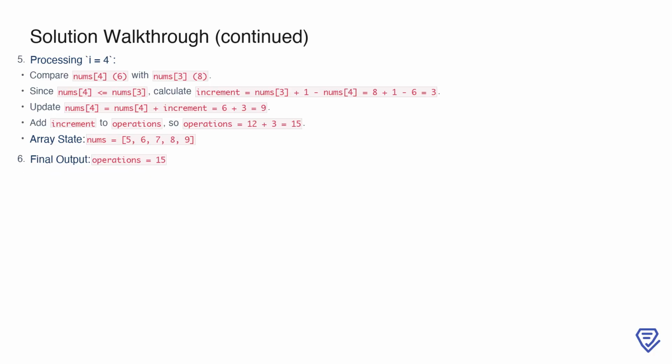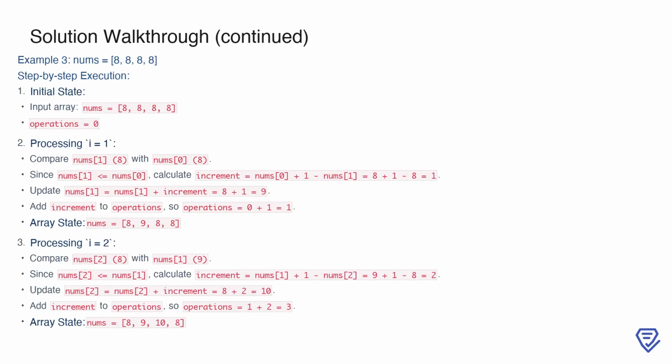Next, we process index 4. nums[4] is 6, which is less than or equal to nums[3], which is 8. The increment required is nums[3] + 1 - nums[4], which gives 3. We update nums[4] to 9, and the operations counter increases to 15. The final array state becomes [5, 6, 7, 8, 9]. Therefore, the total number of operations needed for this example is 15.